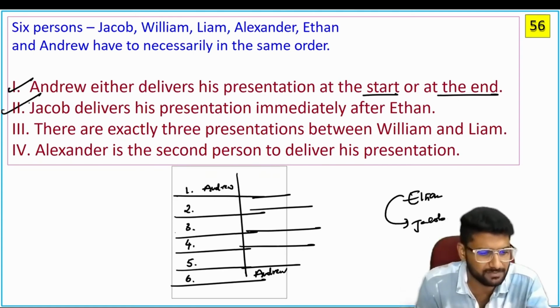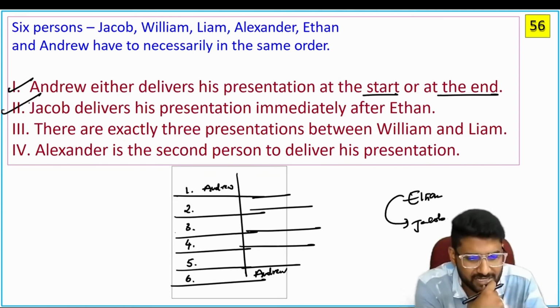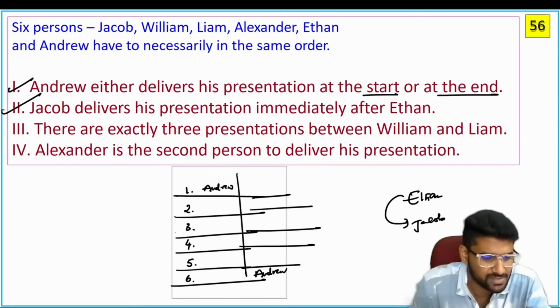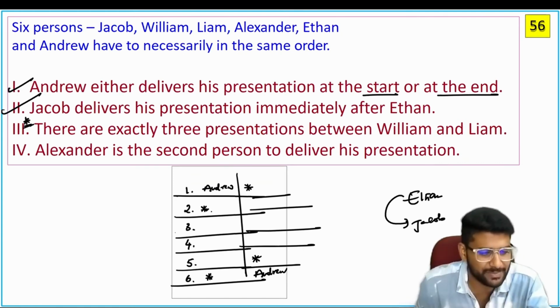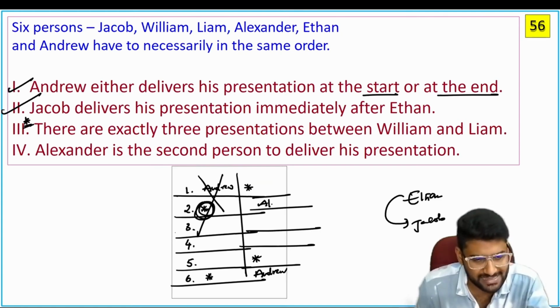Hold this information. There are exactly three presentations between William and Liam. So three in between means either William or Liam can be in the second position or third, sixth position, either fifth position or first position. So start at this point. Next one: Alexander is the second person to deliver his presentation. Guys, Alexander being the second one to deliver the presentation means eliminate. Why? Because you have to place one of the persons, either William or Liam. Now you have to confirm that this is Alexander.